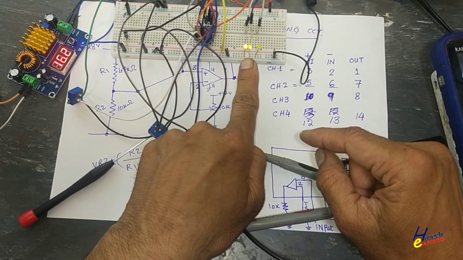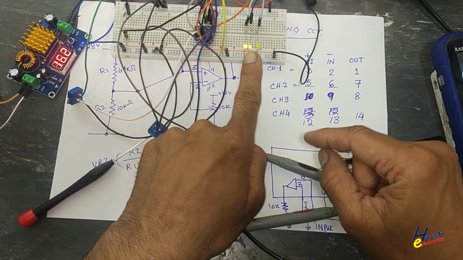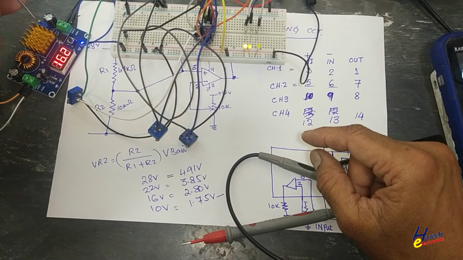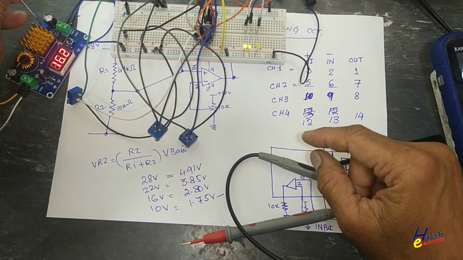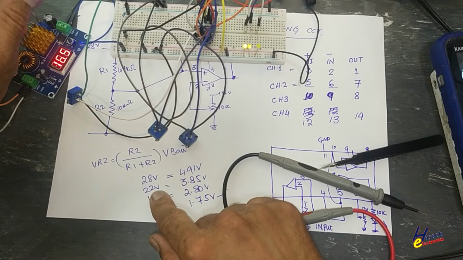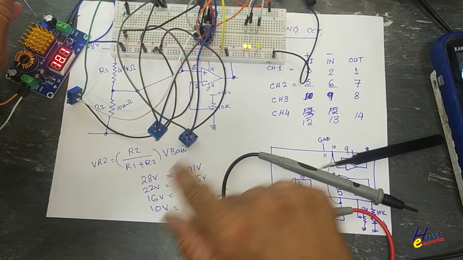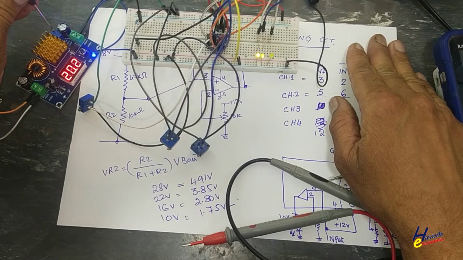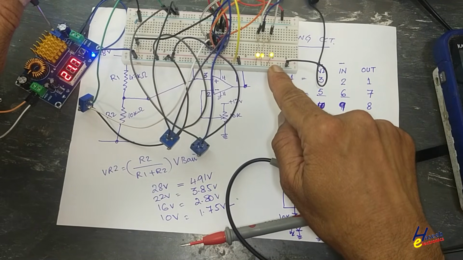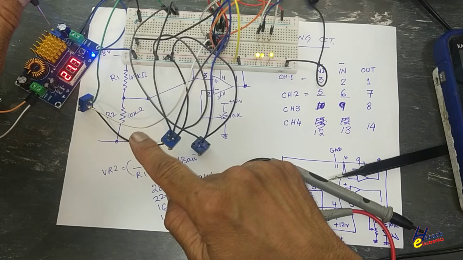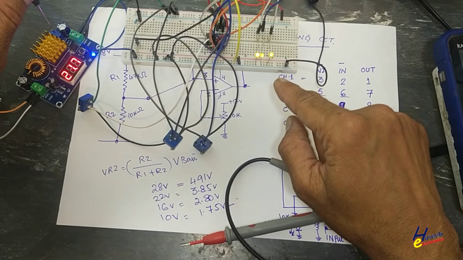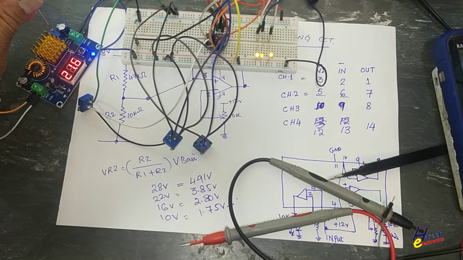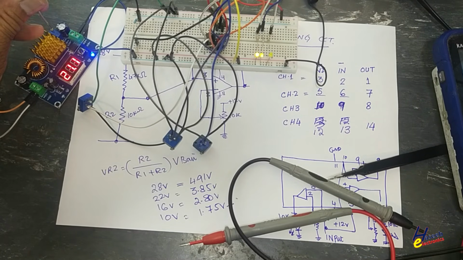This LED turned on at 10 volt. This one at 16 volt. Now I will increase the battery voltage. When we reach approximately 21 volt to 22 volt, the third LED will turn on. Yes, at 21.7 volts the LED turned on because I adjusted slightly below the limit. So that's good.